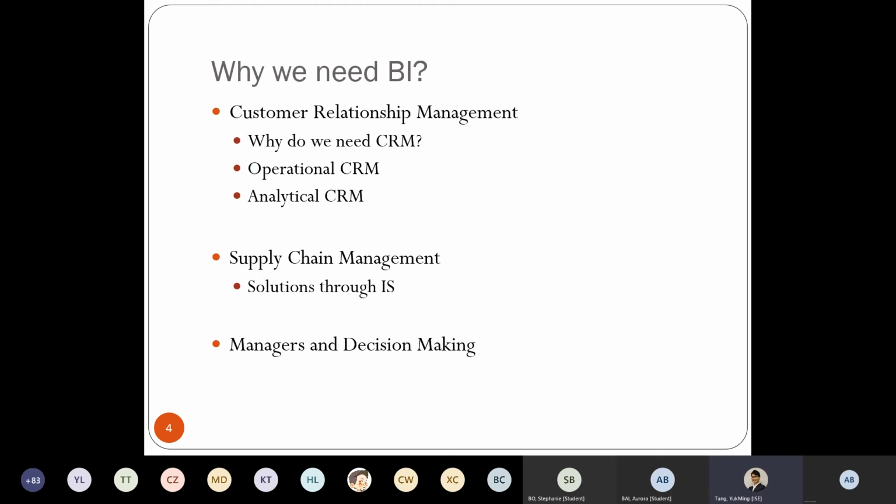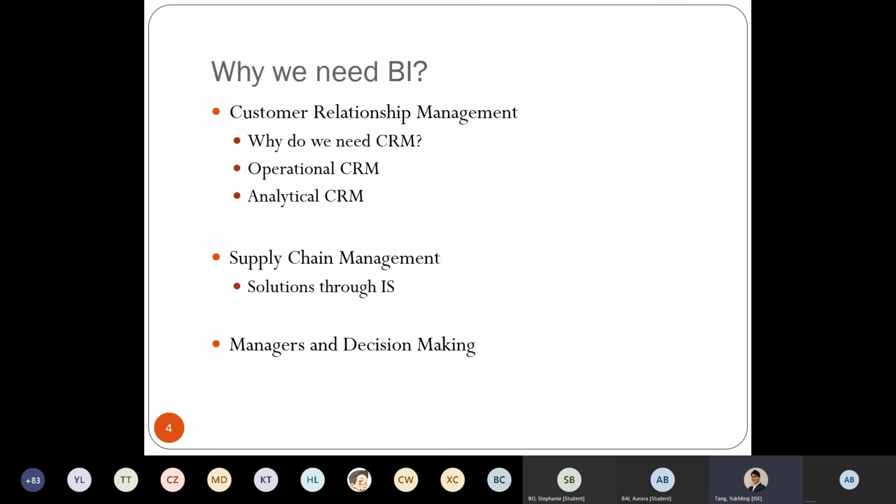So why do we need business intelligence? As mentioned, in many businesses we need to make decisions. For example, in customer relationship management, we want to have a better relationship with different customers. We need to understand customer behavior and what the customer needs. Then we need to make some decisions. So this is why we need to apply BI.